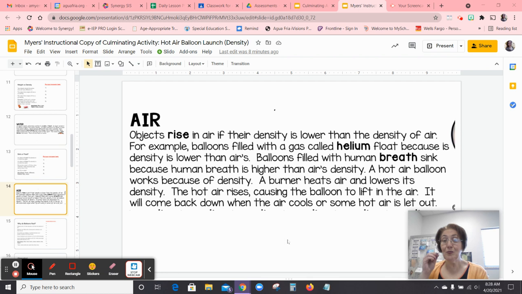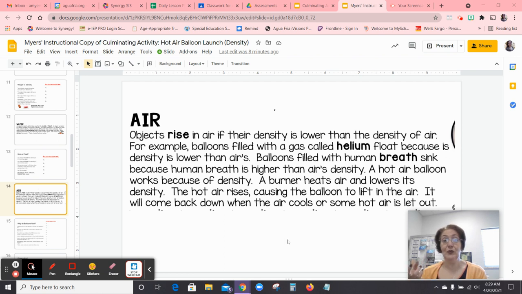Now, if you fill a balloon with human breath, so balloons filled with human breath, well, they'll sink because our breath is higher than the air density because we have a lot more stuff in our breath than just helium. We've got all these other types of gases, and plus we have like water molecules and viruses and germs and all those crazy things that come out of our mouths. So that makes our breath denser than the air around it because there's actually more stuff in it.